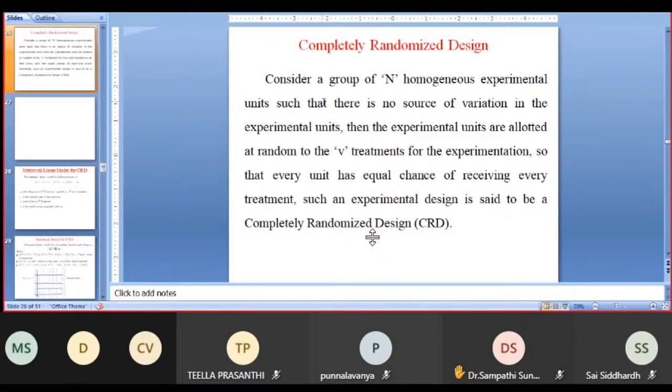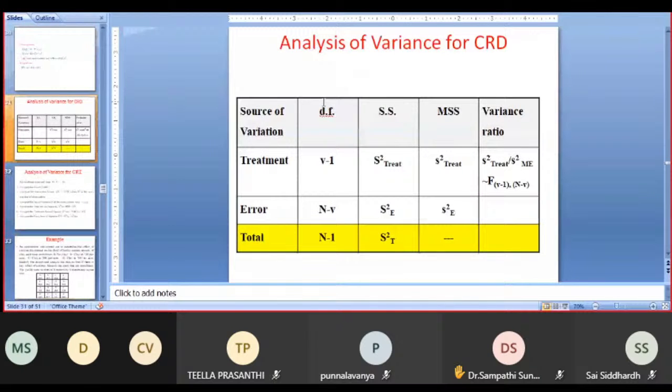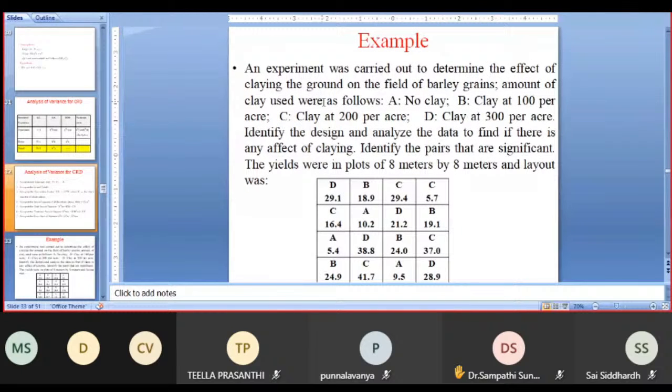Now I'm going for another type, the second type. Now how to carry out the analysis for the completely randomized design? Just like we carry out the analysis of variance for one-way classification, the same procedure applies here.